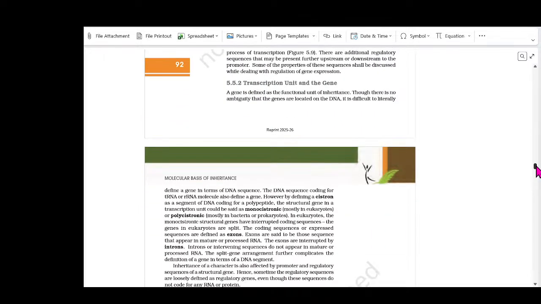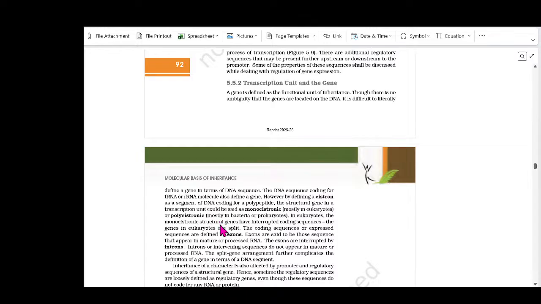5.5.2 Transcription Unit and the Gene. A gene is defined as the functional unit of inheritance, though there is no ambiguity that the genes are located on the DNA. It is difficult to literally define a gene in terms of DNA sequence. The DNA sequence coding for the transfer RNA or ribosomal RNA molecule also defines a gene. However, by defining a cistron as a segment of DNA coding for a polypeptide, the structural gene in a transcription unit could be said to be monocistronic, as in eukaryotes, or polycistronic, mostly in bacteria or prokaryotes.